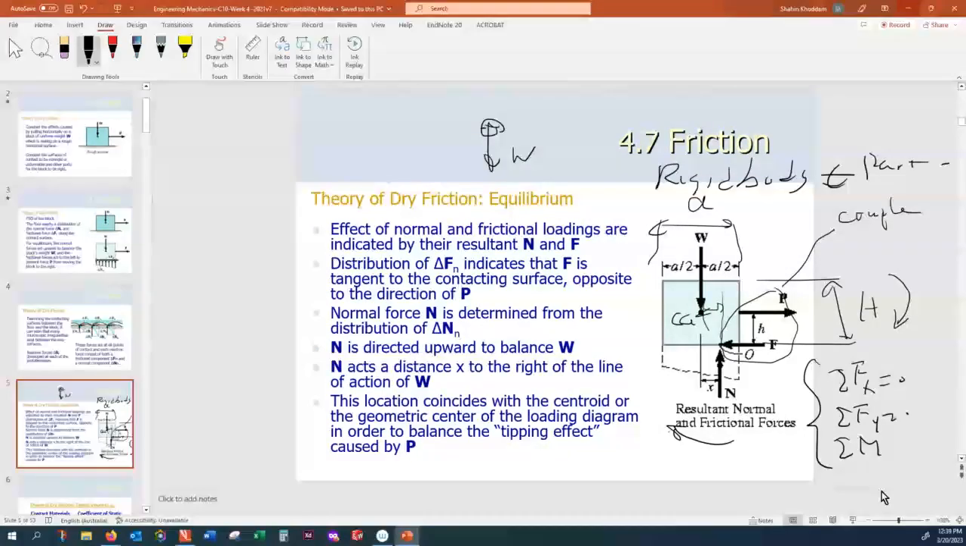So this is called the tipping effect. It means my object tends to tip about this sharp corner. So tipping is that clockwise rotation. It tends to rotate my object to tip over here. And then the weight does a reverse tipping. So that brings that tipping into equilibrium, and the tipping does not take place.